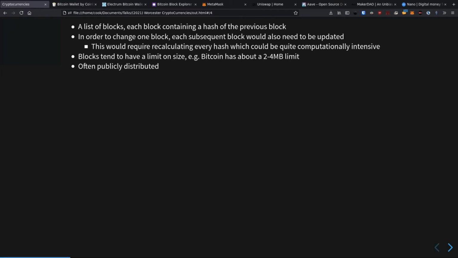And each block normally also has a limit on its size. So Bitcoin has a 2 to 4 megabyte limit on the amount of data that can be stored in each block. And with technologies such as Bitcoin, the blockchain is normally distributed. So with Bitcoin, every single node, which is a computer running Bitcoin, has a copy of the entire blockchain on their computer. And that way they can verify the hashes themselves, and they can look through the blockchain and find any data in the blockchain.